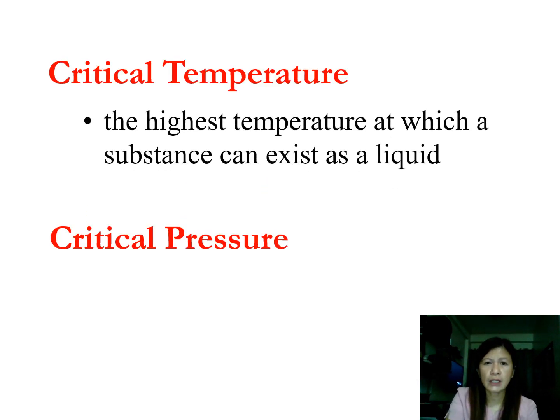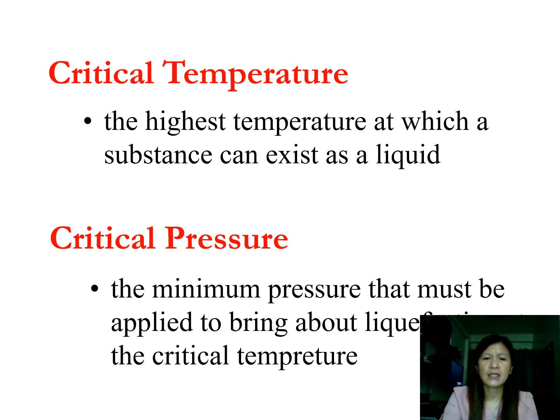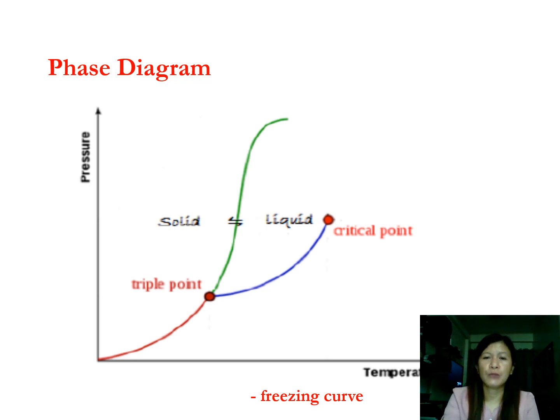So again, critical temperature is the highest temperature at which a certain substance can exist as a liquid. Kasi beyond that, hindi na siya pwedeng mag-exist as liquid. Magta-transform na siya, whether it likes it or not, to gaseous state. So it will continue to transform to gaseous state. Critical pressure is the minimum pressure that must be applied to bring about liquefaction at the critical temperature. Kaya lagi po silang partner.